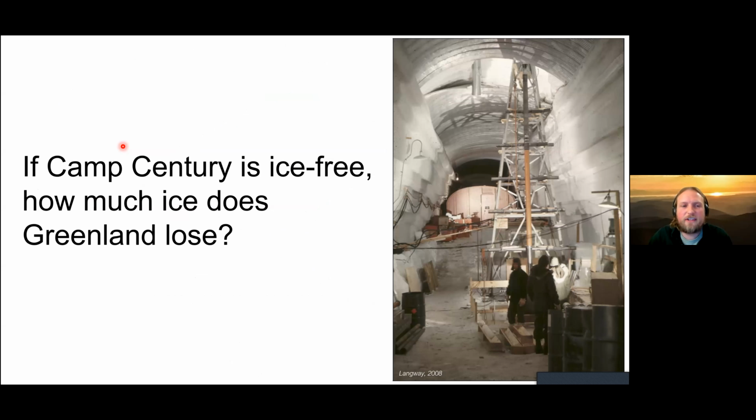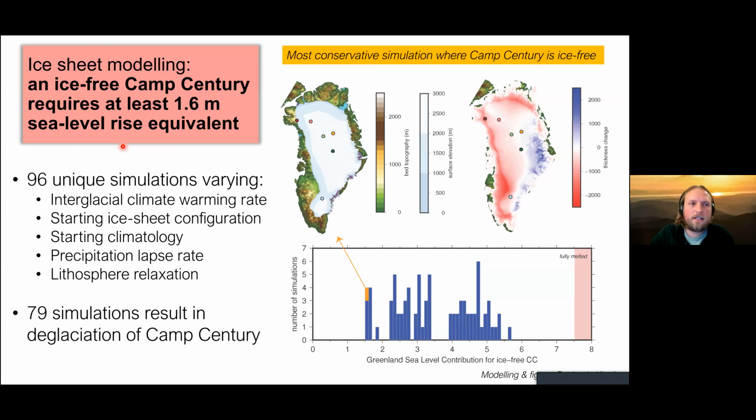If Camp Century is ice-free, how much ice does Greenland lose? Benjamin Keisling has been doing some ice sheet modeling to answer this question. What he has done is made an ensemble of ice sheet models by varying several different parameters. And in the ensemble of 96 unique simulations, 79 simulations result in the deglaciation of Camp Century.